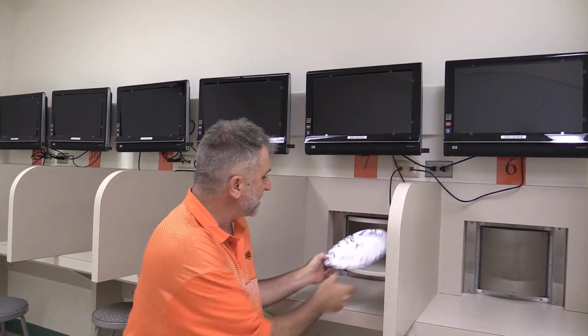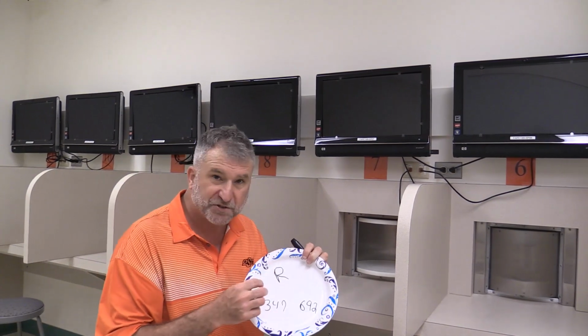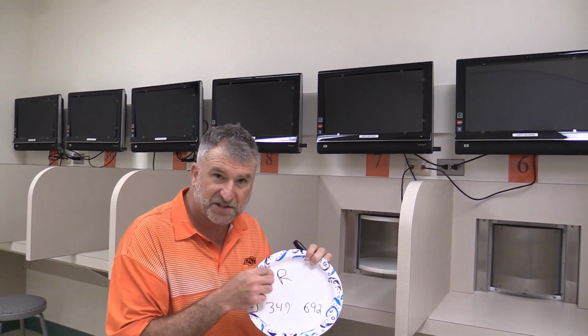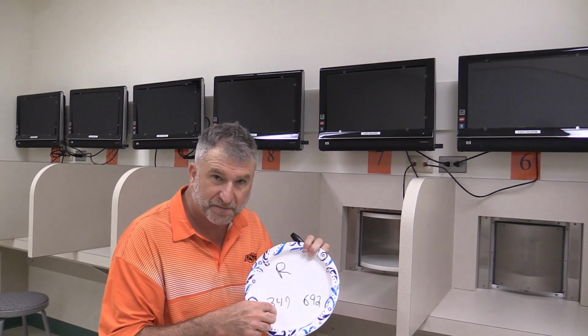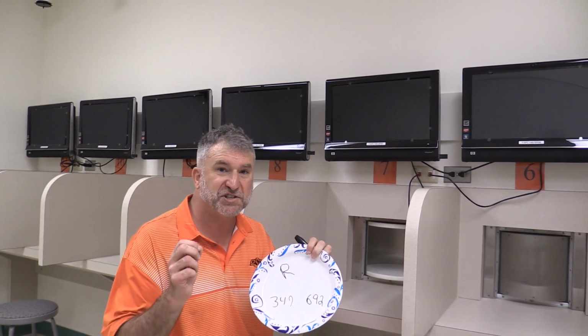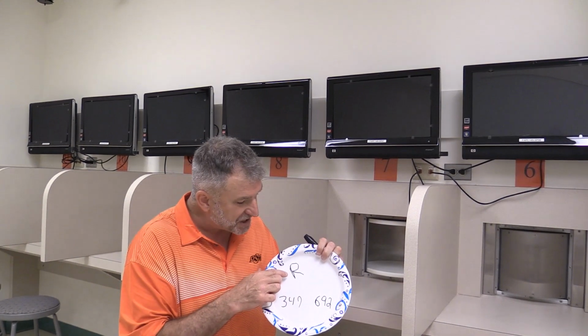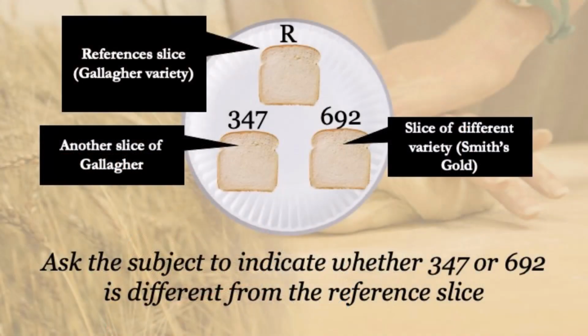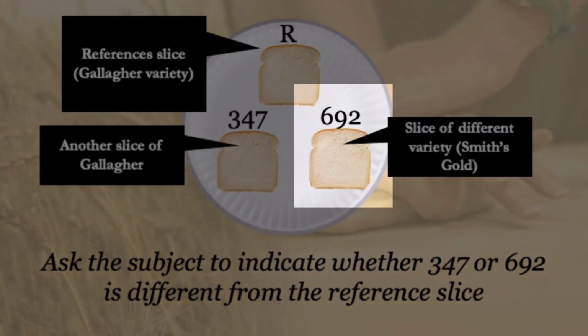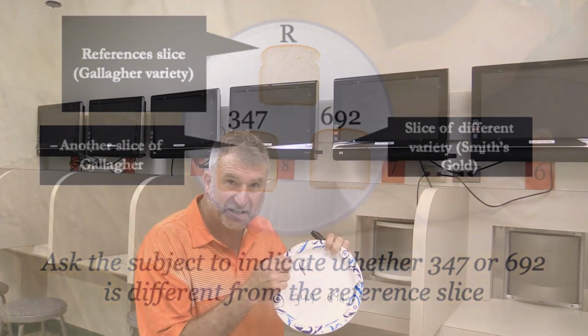And then they're going to take the plate, and it's going to have the 3 slices of bread. And then there'll be instructions that they first taste a reference slice, then they taste 347, then they taste 642, and then they tell us which one slice was different from the reference slice. And so remember, we said Gallagher was the reference, Gallagher variety was 347, but Smith's Gold was 692. If they, on the paper, correctly say 692 is different from the reference slice, they got it correct. But if they say 347, they got it incorrect.